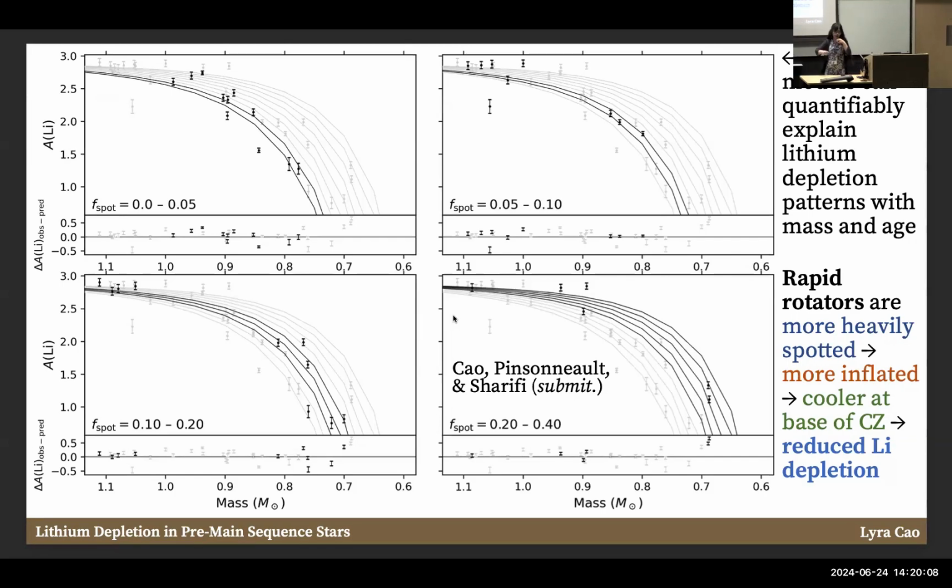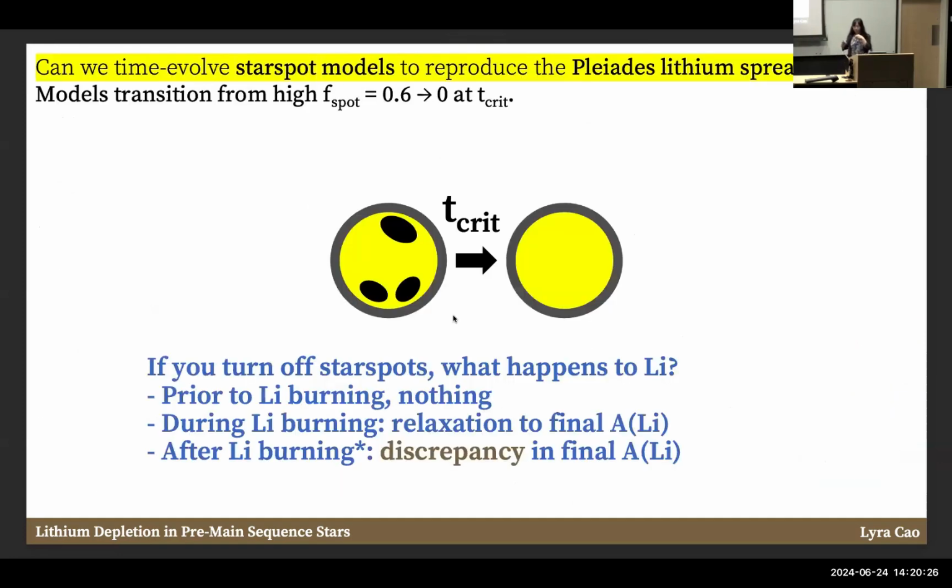And the story that goes with it is that these rapid rotators are more heavily spotted, and therefore they're more inflated. They're cooler at the base of the convection zone, and they have subsequently reduced lithium depletion as a result. And so we have this result. We have this empirical pattern that the star spots that we observe in these stars correspond very nicely to theoretical predictions. Can we actually take theoretical star spot models and reproduce this spread just normally?